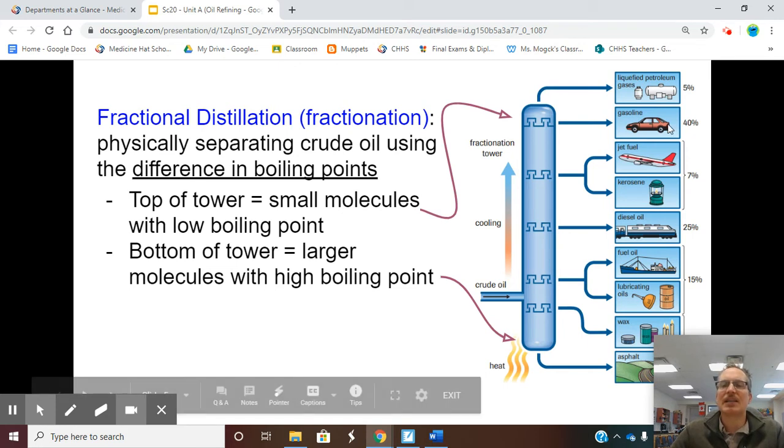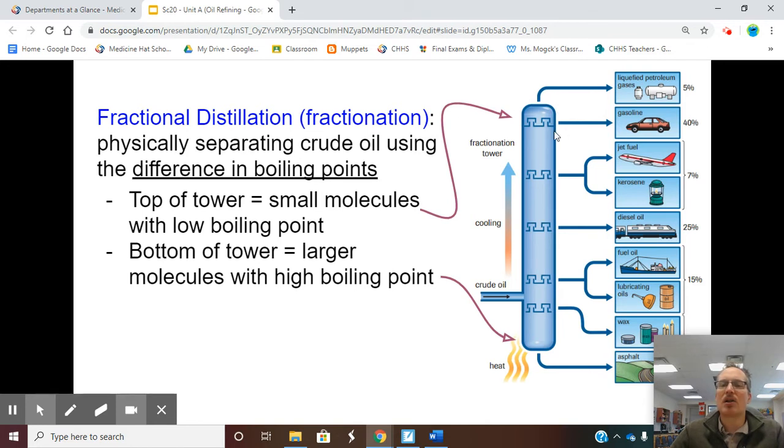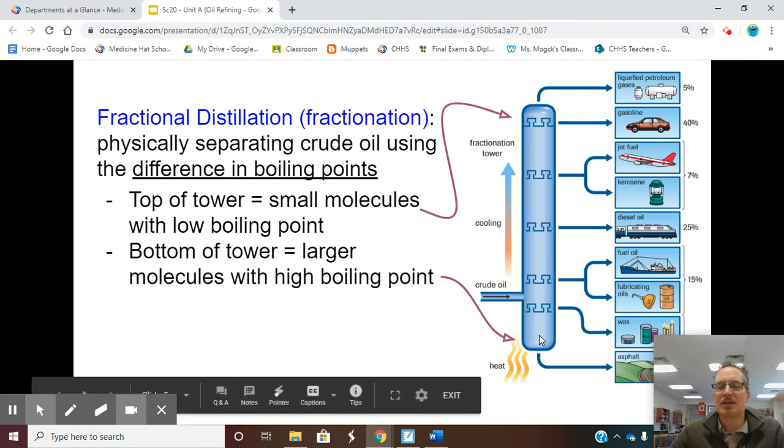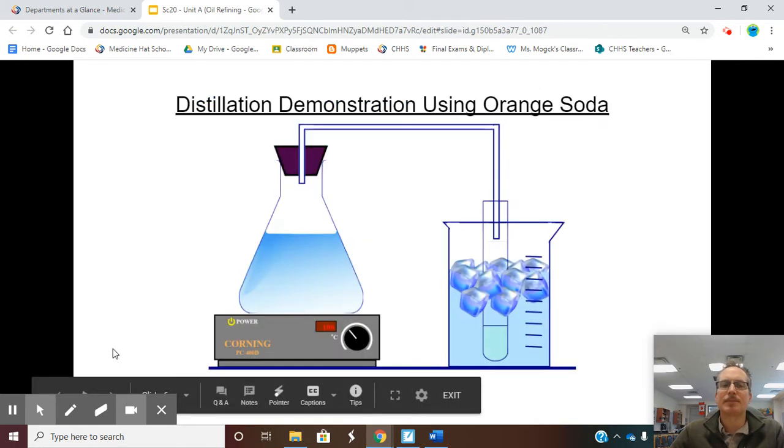So the key to this, we're going to use boiling points to separate out the crude oil into its parts. The smaller chain, the lighter molecules, the shorter number of carbon chains that they are, will go to the top, and they separate out, condensing back into their forms, and the bigger ones are at the bottom.